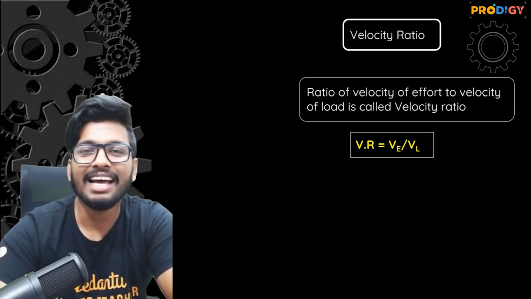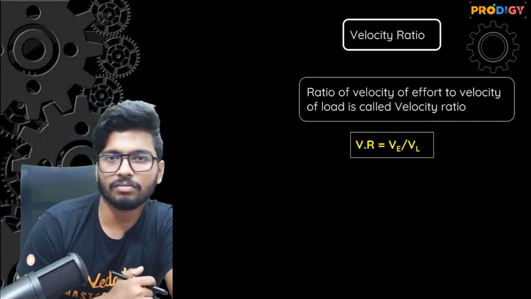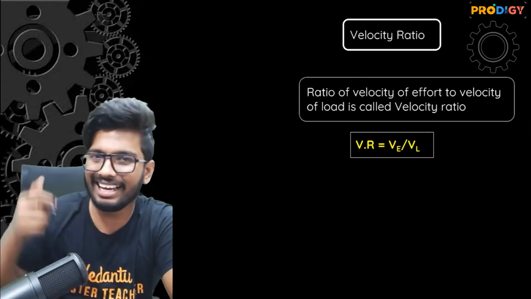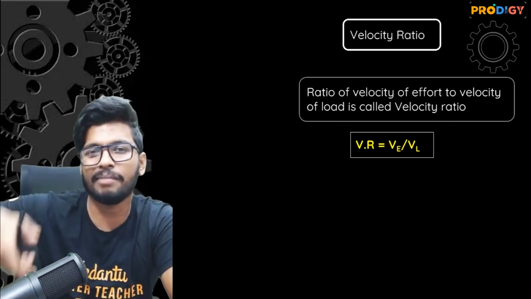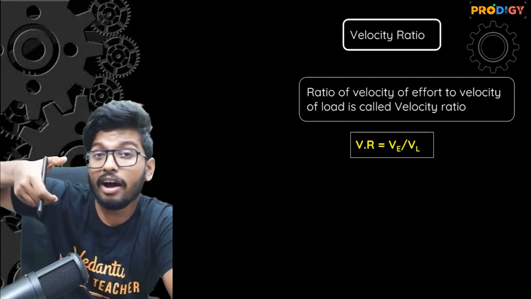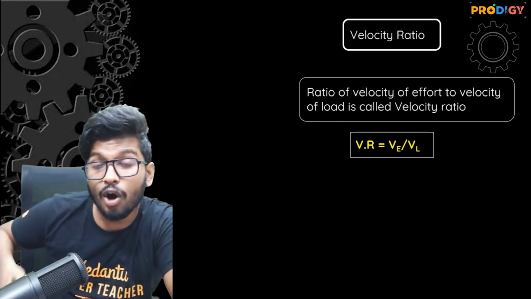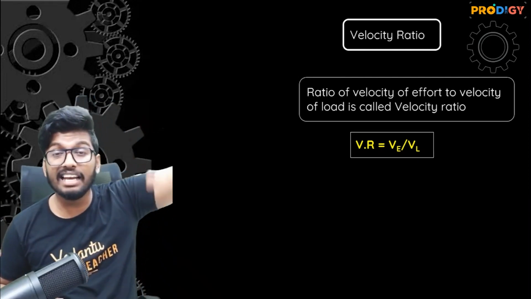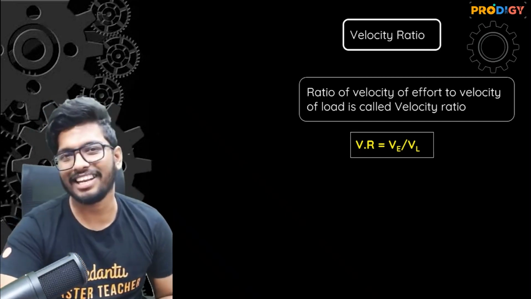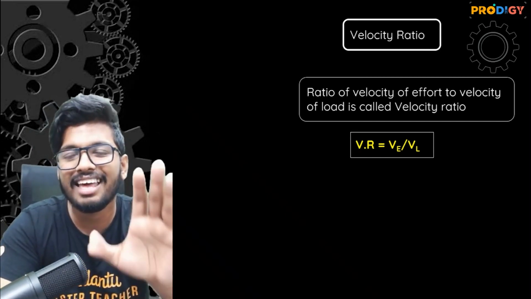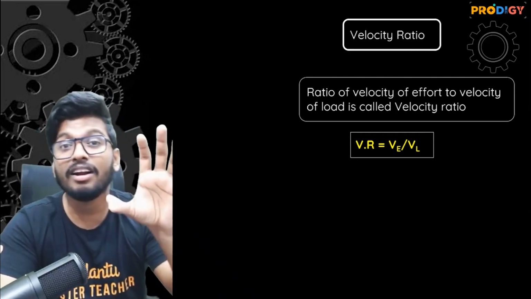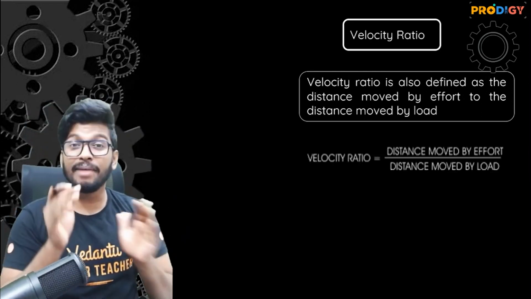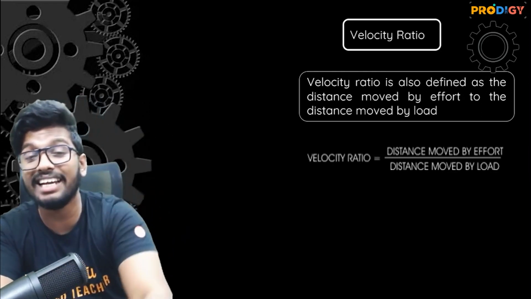Let me repeat it. See, guys, when you apply some force, the force that you apply creates some sort of displacement. The effort arm might move a little, like in the case of the jack also. So when you apply that force, at what velocity is that effort arm moving, and at what velocity is the load being lifted up? That is nothing but the velocity ratio, or it can also be mentioned as the distance moved by the effort to the distance moved by the load. It can be written either in terms of velocity or in terms of distance.